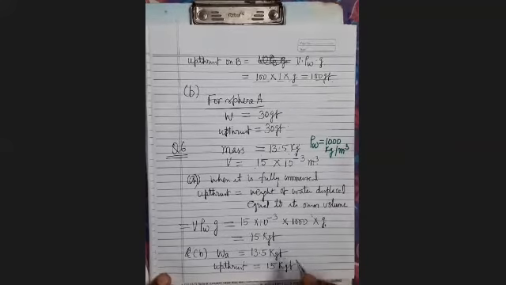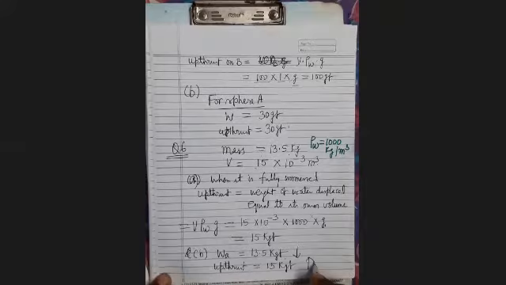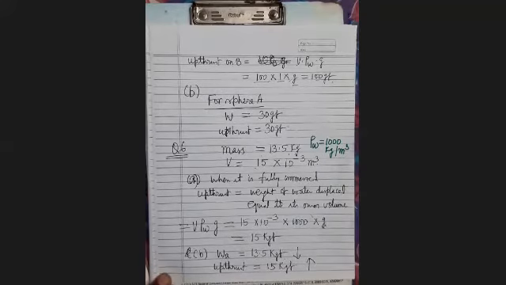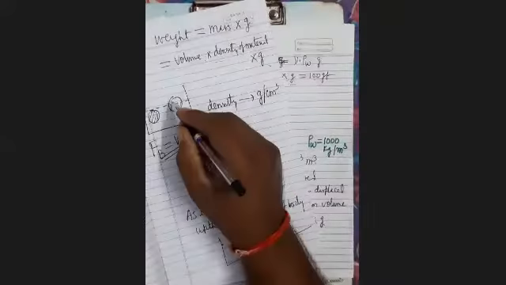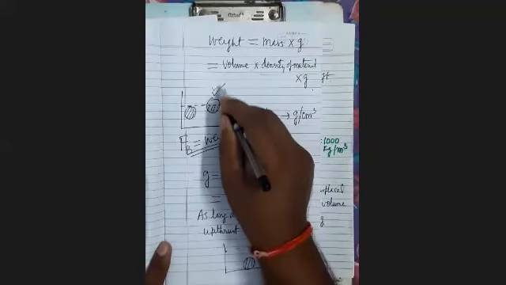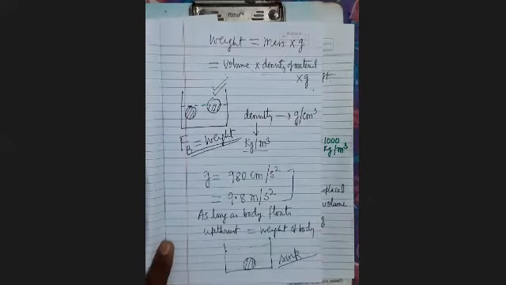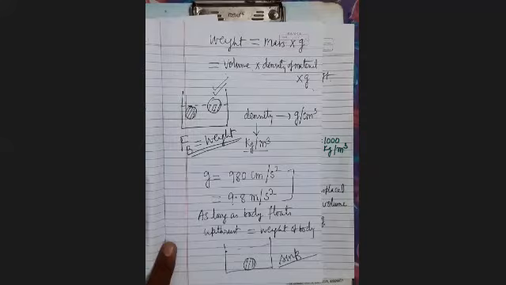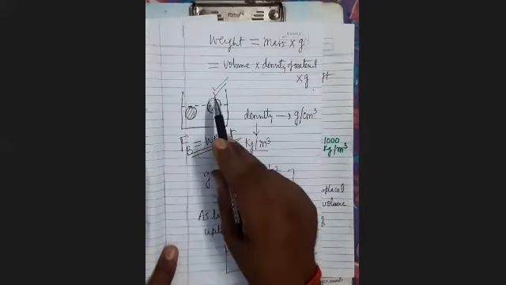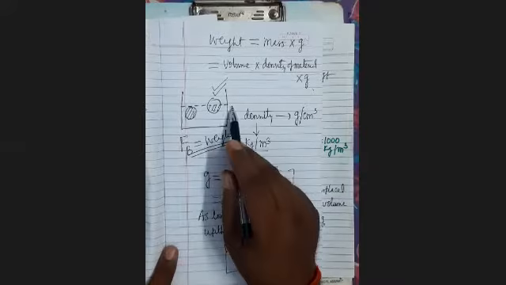Weight is less, upthrust is more. Weight is acting downward, upthrust acting upward. Therefore, what will happen? As soon as you will release it, it will bounce and settle like this. It will bounce and settle like this. Means partially immersed and partially outside. As soon as it is released, it will bounce, it will come up and float like this.